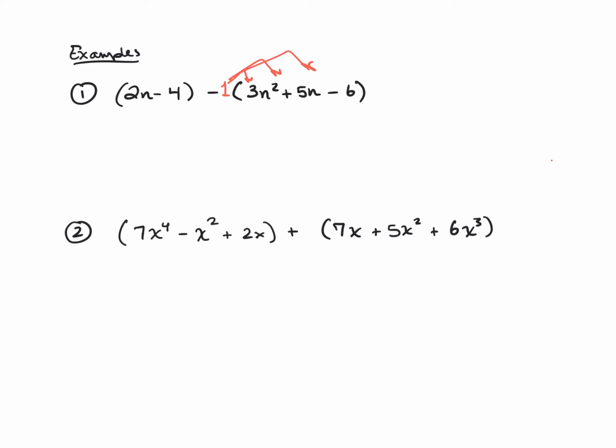So here we go, let's get that answer. The first group has a +1 in front of it. By rule, anything multiplied by 1 is itself. So once we distribute this negative, we can drop these grouping symbols on the first group. So this is 2n minus 4. And then we distribute the -1. -1 times +3n squared is -3n squared. -1 times +5n is going to be -5n. And -1 times -6 is +6.